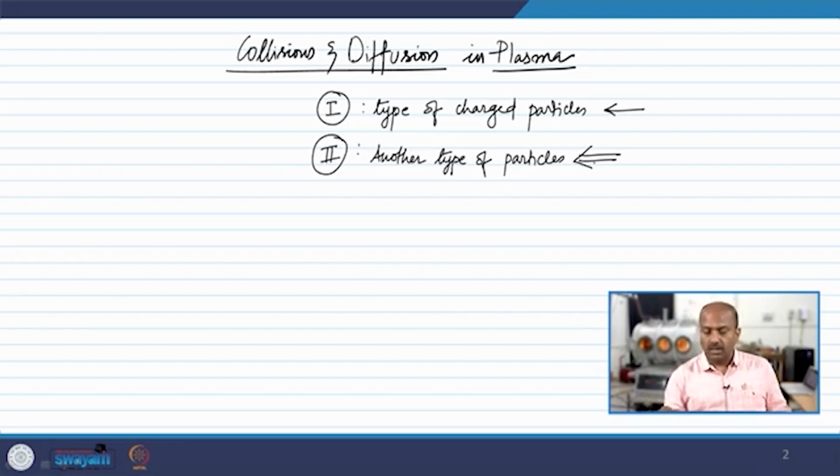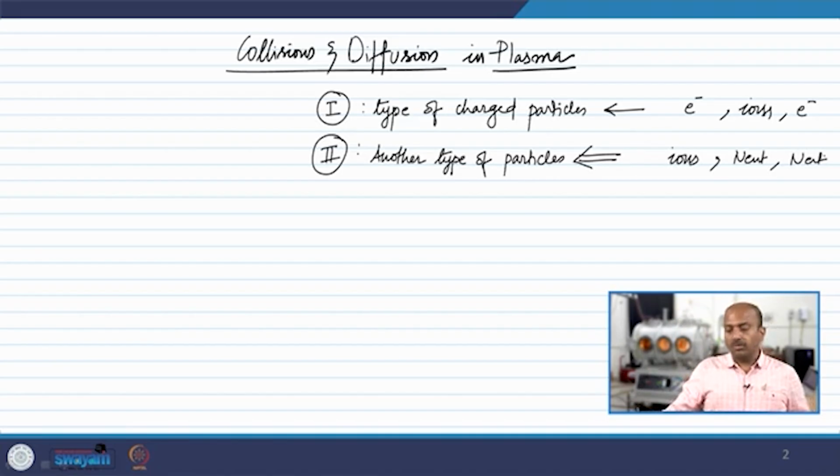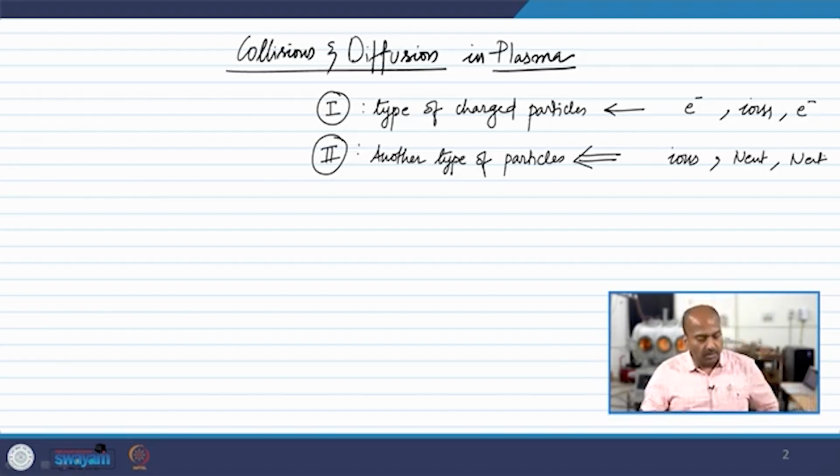So, for instance, we can consider type 1 to be electrons and type 2 to be ions, or you can consider type 1 to be ions and type 2 to be neutrals, or electrons and neutrals. So, how the motion of particles represented by type 1 will get affected by colliding with another type of particles is the topic of discussion for today. So, let us say we make some approximations.